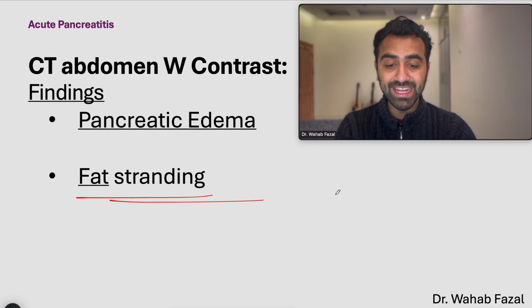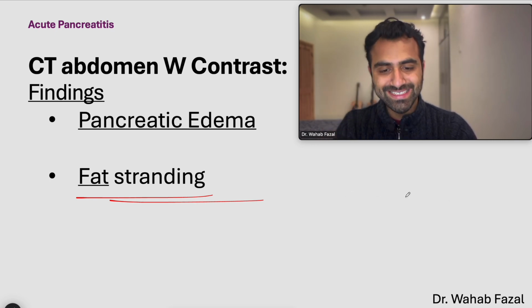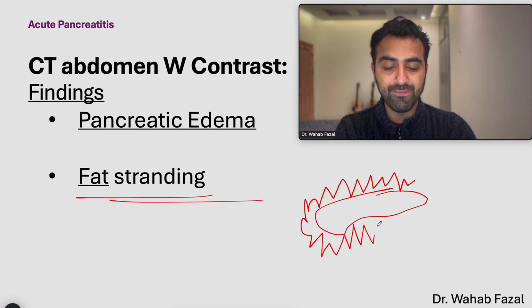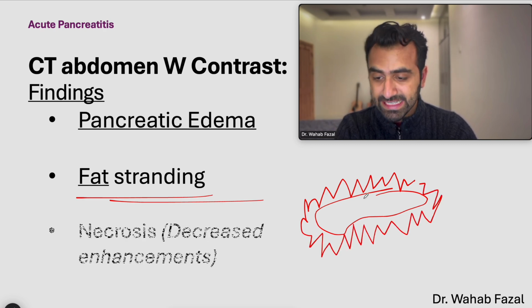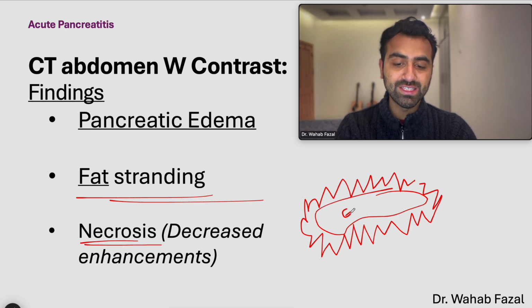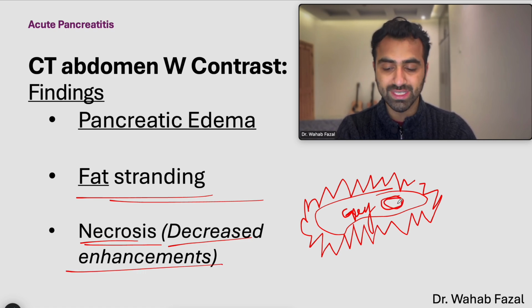What is fat stranding? So normally on a CT, fat is supposed to look black, black, black. But when you get fat stranding, it turns sort of grayish, and around whatever organ there is inflammation, you'll get that sort of stranding, this ragged appearance of the fat itself. And I'll show you this in a bit on the CT. And then of course you can get necrosis. Normally soft tissue is supposed to look gray, but if it shows decreased enhancement, it turns darkish, meaning you're getting necrosis inside the tissue itself.